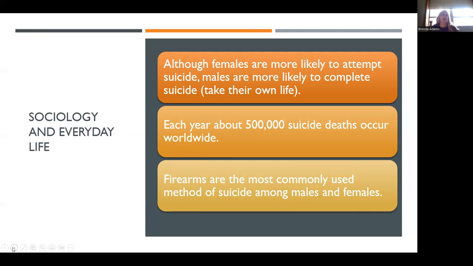Each year, about 500,000 suicide deaths occur worldwide. That is false. Firearms are the most commonly used method of suicide among males and females. That is true.